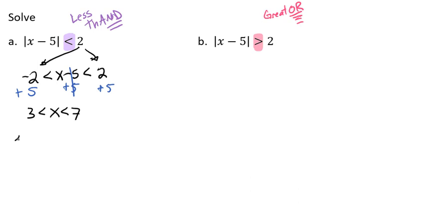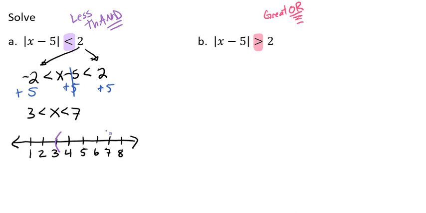And so if I wanted to graph this, I would have a parenthesis at my 3 and a parenthesis at my 7, and then I would have a line connecting the two. And that's our solution.